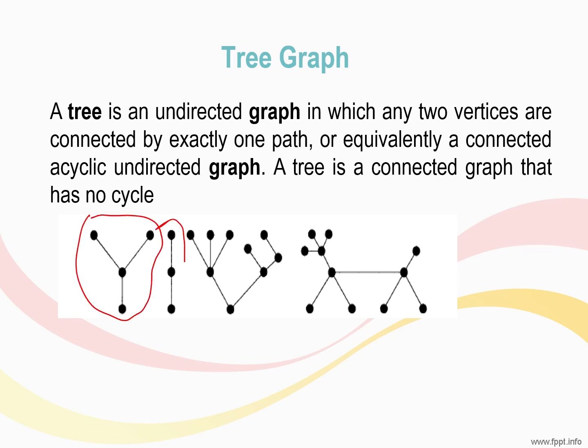Another example of a tree graph. The first graph is a graph with 4 vertices, while the second graph is a graph with 3 vertices. The second graph is also known as a line graph. From those 3 graphs, you can see that one point or one node is connected by exactly one path to another node in the tree graph.